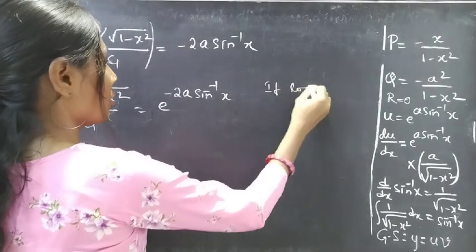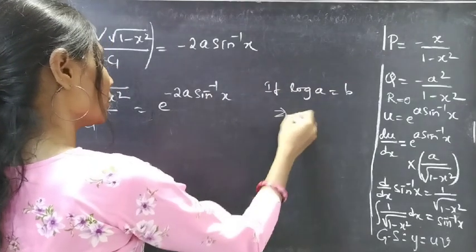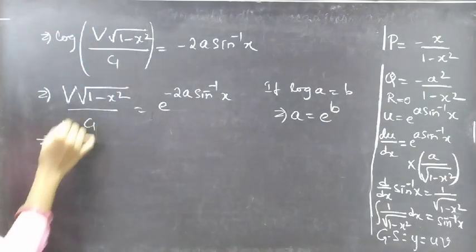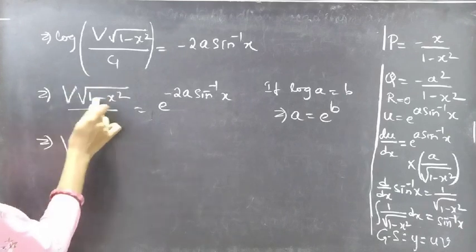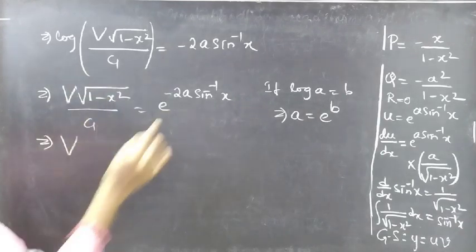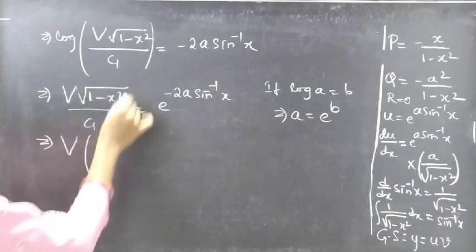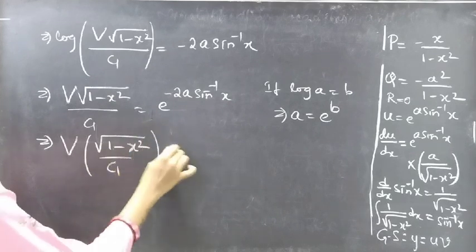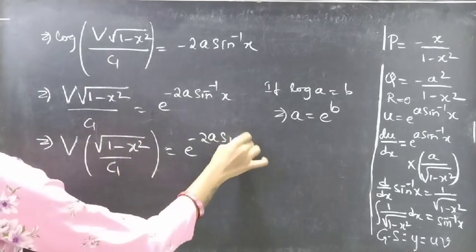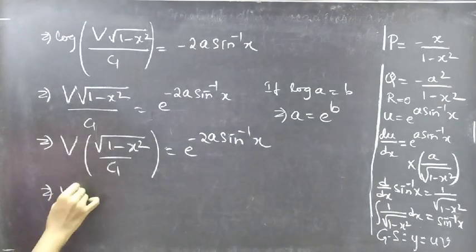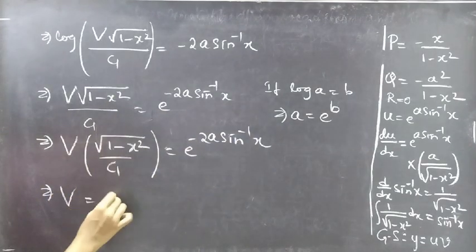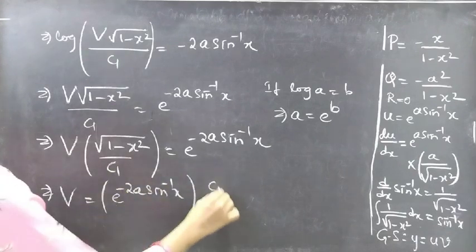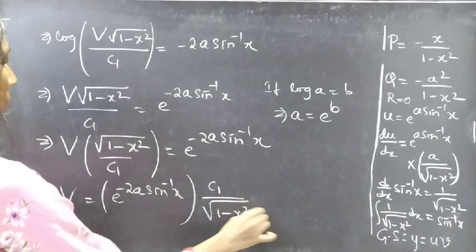Since we know that if log a equals b, then a equals e power b, now take the square root of 1 minus x square by c1 to the RHS, or just write the above LHS part as v into square root of 1 minus x square by c1 equal to e power minus 2a sine inverse x. Now we can take this part to the RHS, and we get V equal to e power minus 2a sine inverse x into c1 by square root of 1 minus x square.